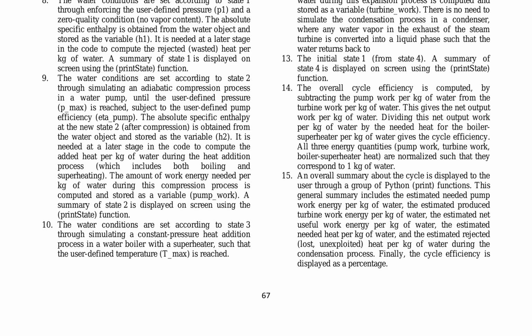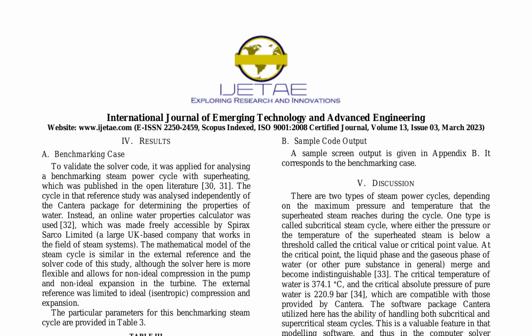The solver code is validated through a benchmarking case, where it closely matches the results from an external study, demonstrating its validity. The code simulates the entire steam power cycle, starting with the initial state 1, then proceeding to states 2, 3, and 4, simulating the pump, boiler, turbine, and condenser processes. The overall cycle efficiency is computed by subtracting the pump work from the turbine work and dividing this net output work by the heat added in the boiler.